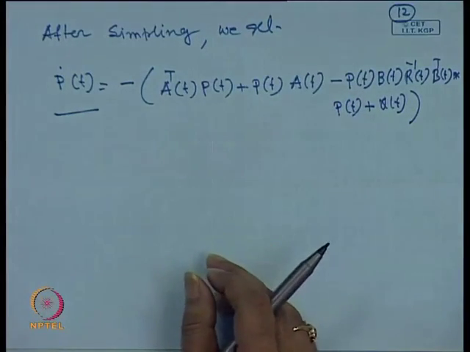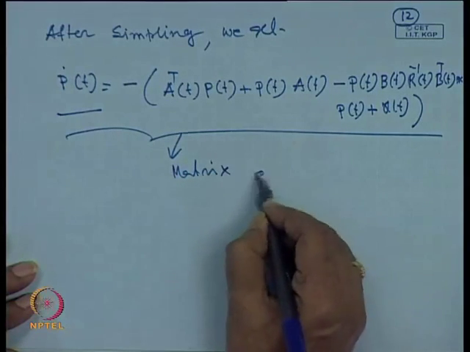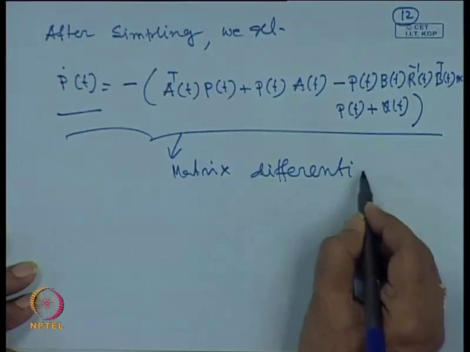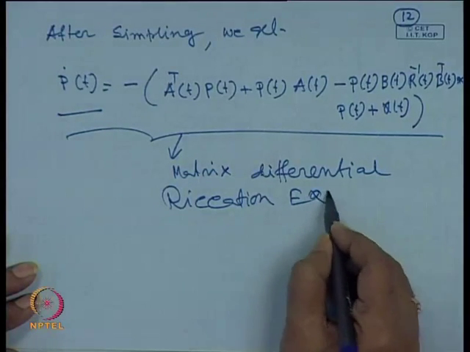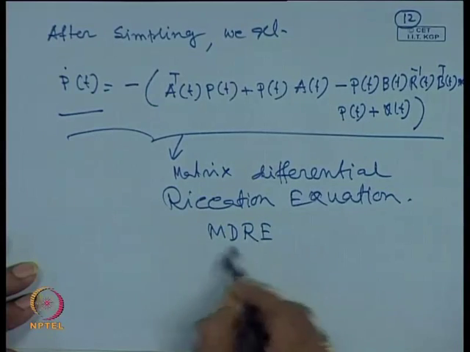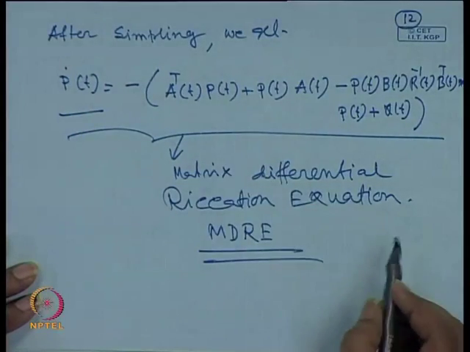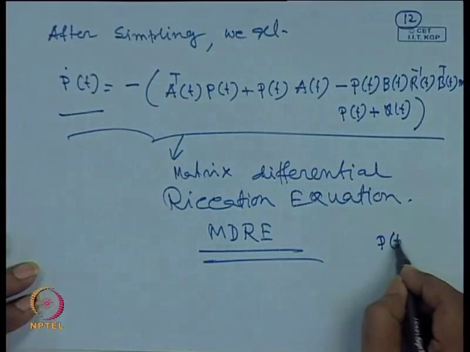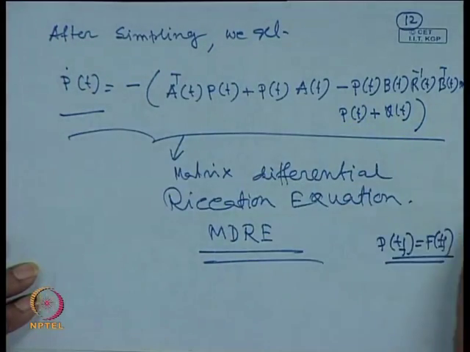And this whole equation is known as the matrix differential Riccati equation, in short MDRE, and it is a nonlinear differential equation. Our problem is to solve this nonlinear differential equation. Agree? So we must know our terminal condition. We know P(t_f) is equal to F(t_f). The terminal condition is given, and from there we have to get the solution. We will discuss the solution of the matrix differential equation in detail next class. So we will stop here now.